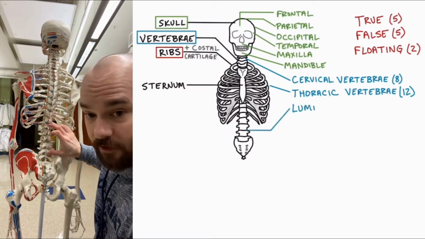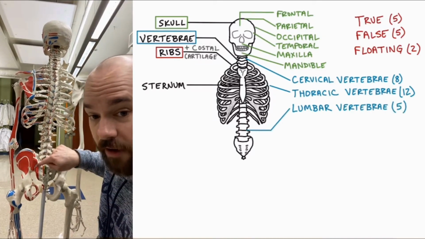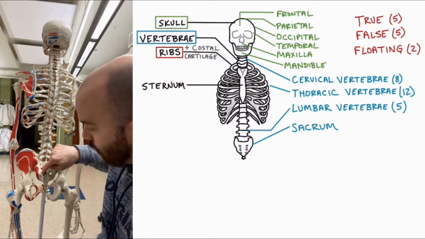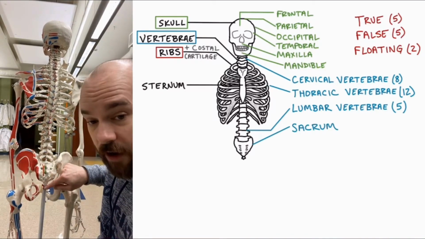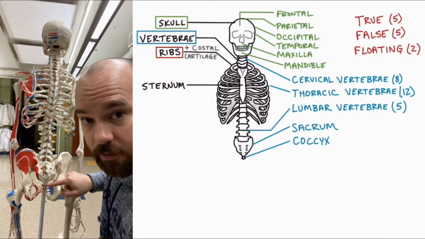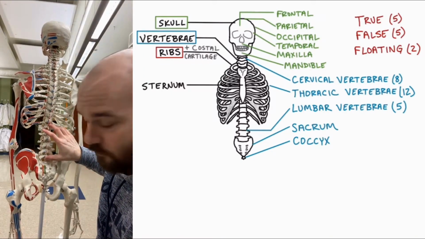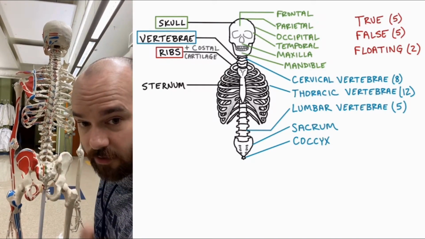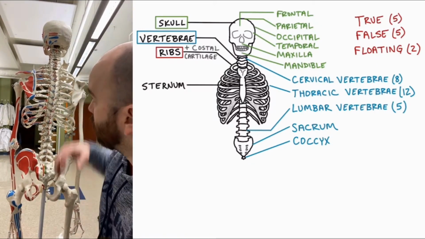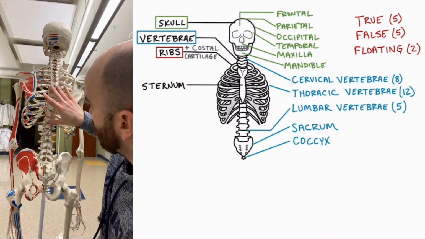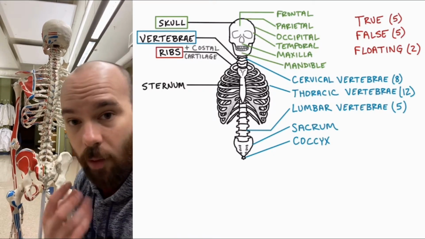Then we have 5 lumbar vertebrae down here. And then we have this bone called the sacrum, which has multiple nerves that extend out of it. And finally, the tailbone, which is called the coccyx. So 8 cervical vertebrae, 12 thoracic vertebrae, 5 lumbar vertebrae, and then the sacrum and the coccyx. Now, all the bones that we've talked about so far, the skull, the vertebrae, and the ribs, are all about protection.